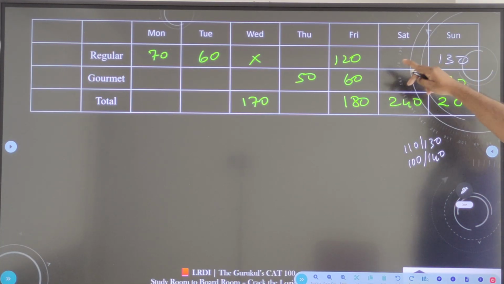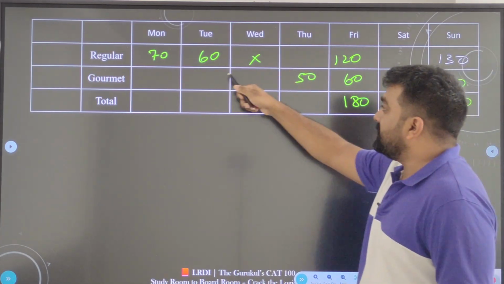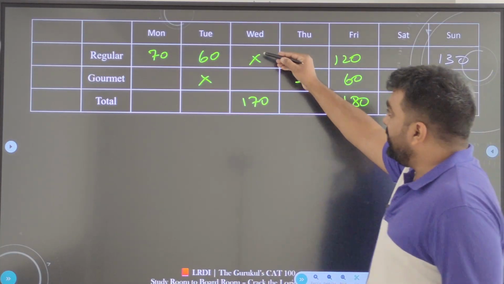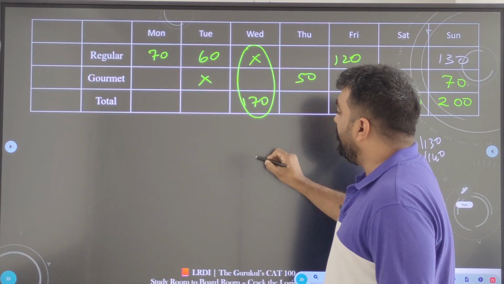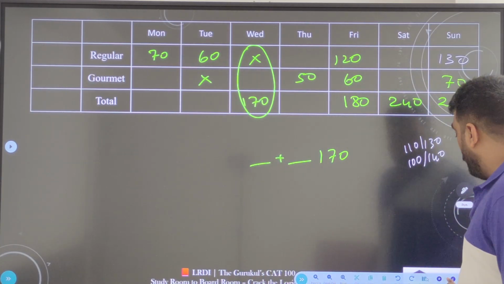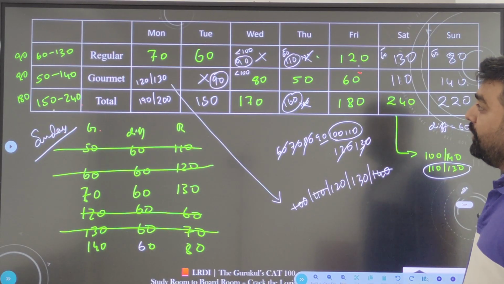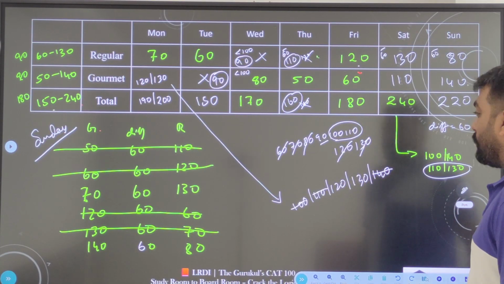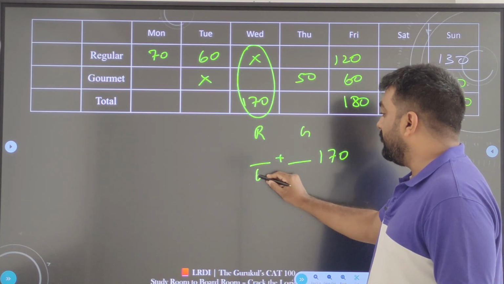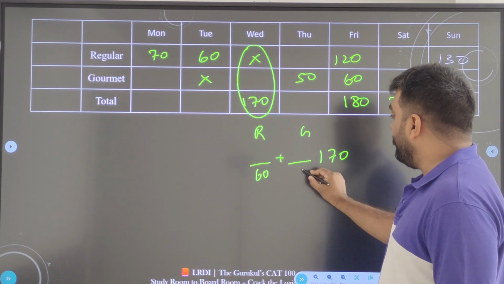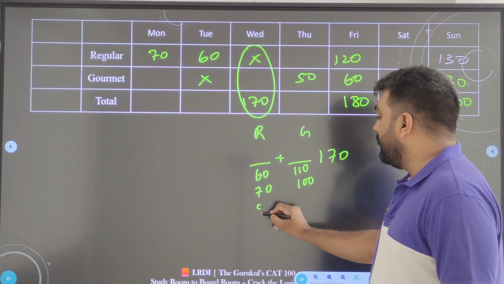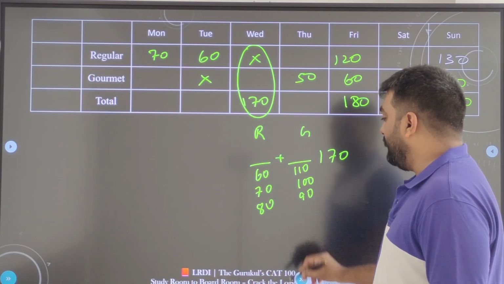This is 130, so we should, this is x, this value is also x. Now let us see, sum of these two values should be equal to 170. Something plus something is equal to 170. What are the minimum values for government? Regular can start with 60, government can start with 50. So let us say this is regular and this is government. If this is 60, 170 and 60, this should be 110. This is 70, this should be 100. This is 80, this should be 90.